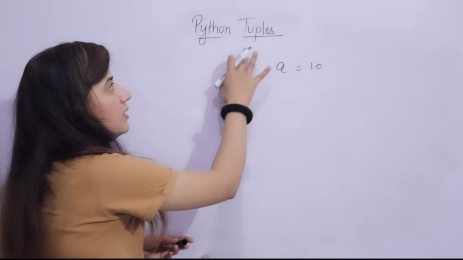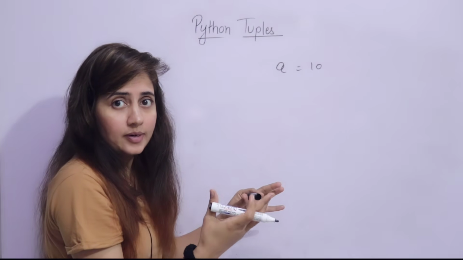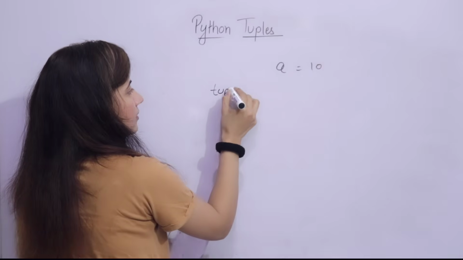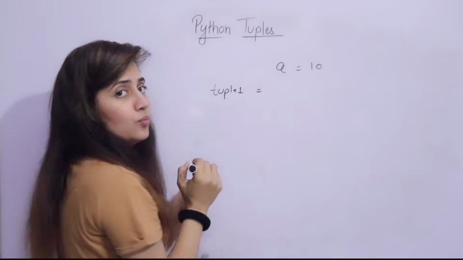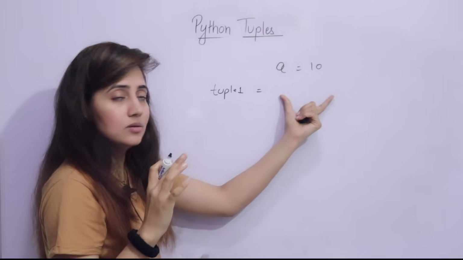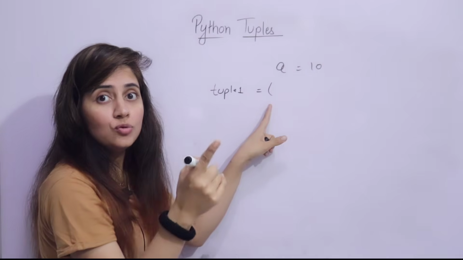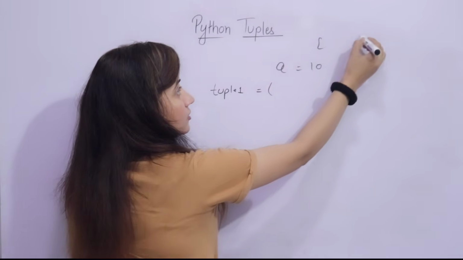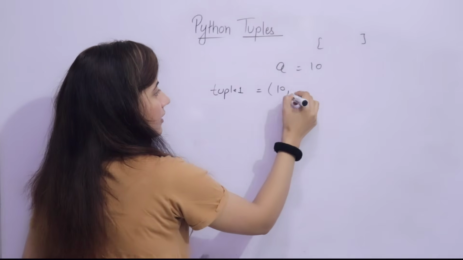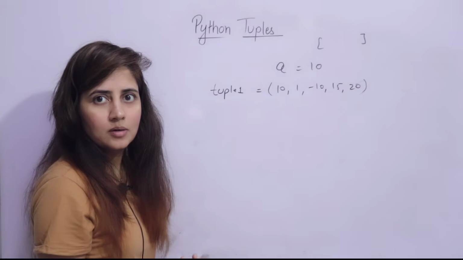So what is the syntax? How can you define a tuple? Simply write the tuple name. I'm taking tuple1 equal to the list of items you want to store, but this would be in round brackets. In a list we use square brackets. This is the first difference. So here we can store items like 10, 1, -10, 15, 20. So this is what a tuple is, simple.